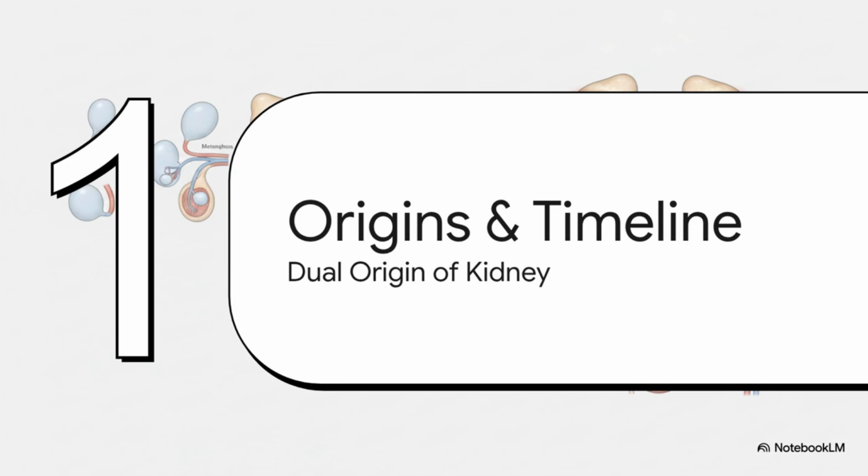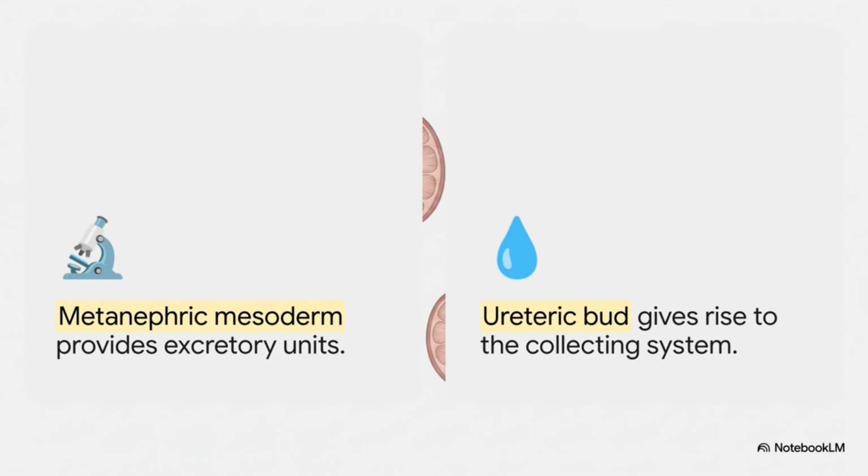Moving right along to Section 2, Origins and Developmental Timeline. Okay, this is absolutely crucial. You literally have to commit this to memory. The kidney develops from two completely distinct embryonic sources. The metanephric mesoderm is entirely responsible for providing the excretory units, so the nephrons we just talked about. On the flip side, the ureteric bud gives rise strictly to the collecting system. Do not mix these up. If an exam question asks you about the origin of a collecting duct versus, say, a proximal convoluted tubule, you have to rely on this strict division.